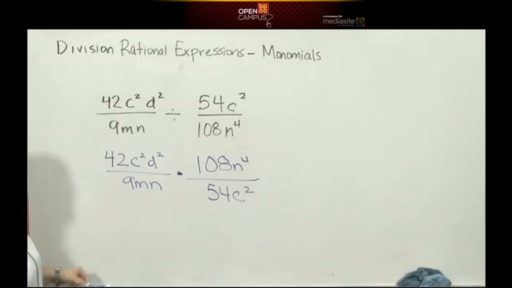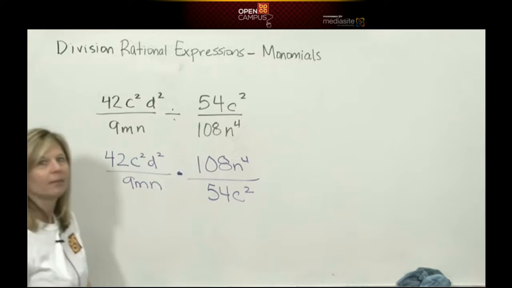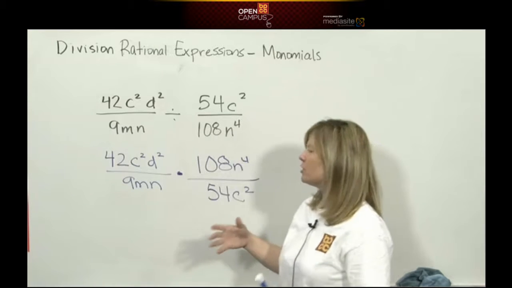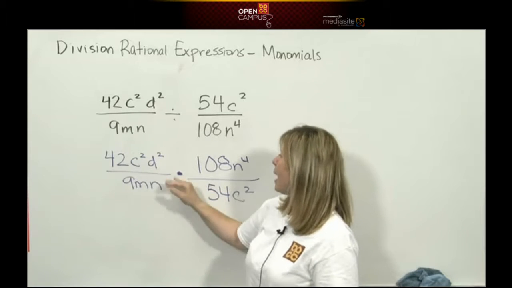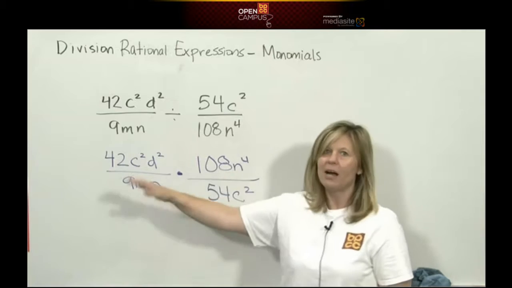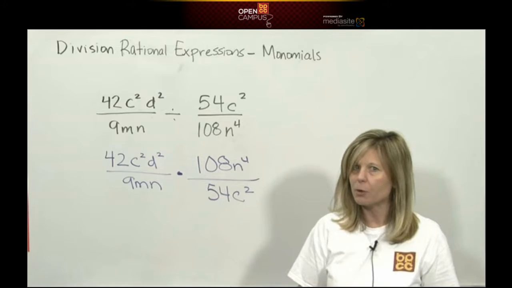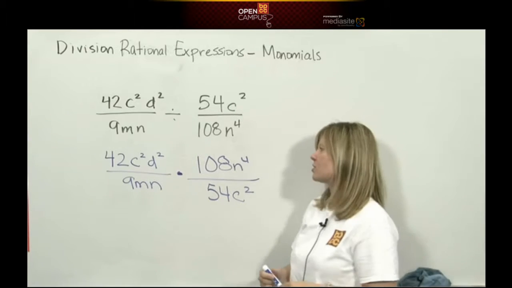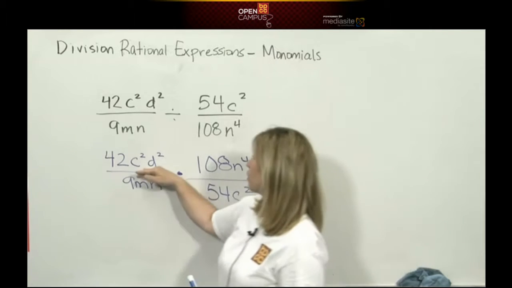If I'm like you, I really don't want to multiply across and make really big terms. So that's why we're going to do the division first. These are all monomials, so they're all connected by multiplication, and we can start the dividing process. So start with the first numerator.